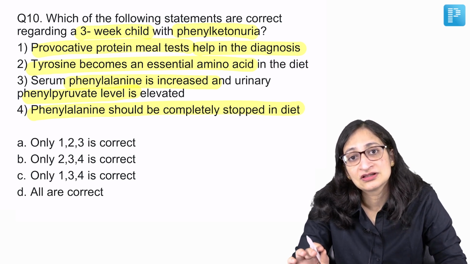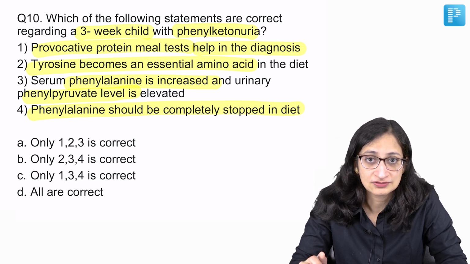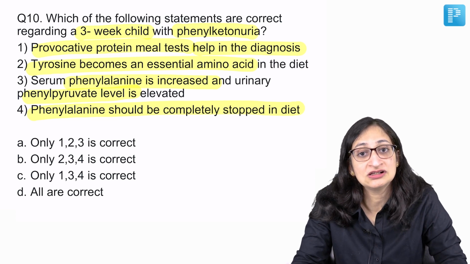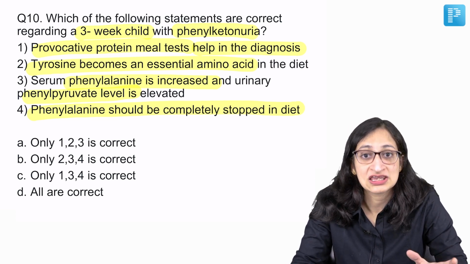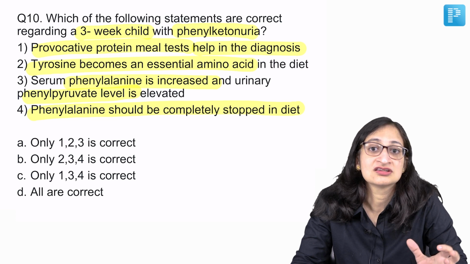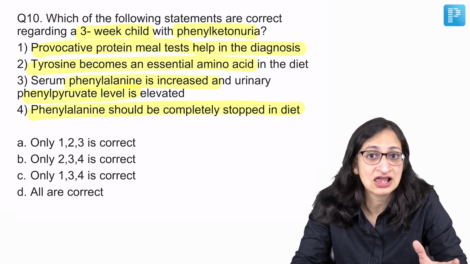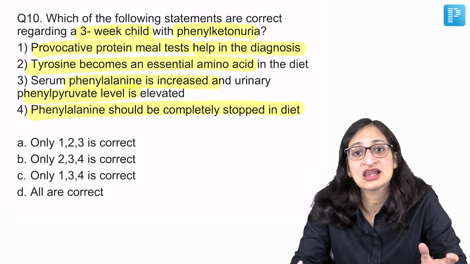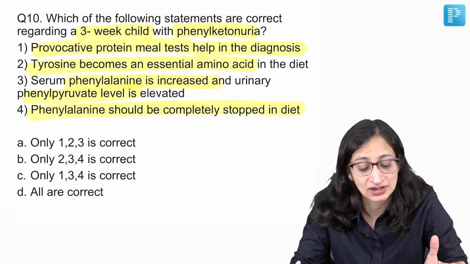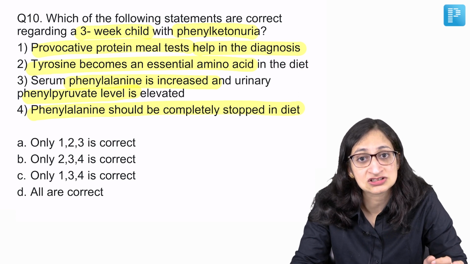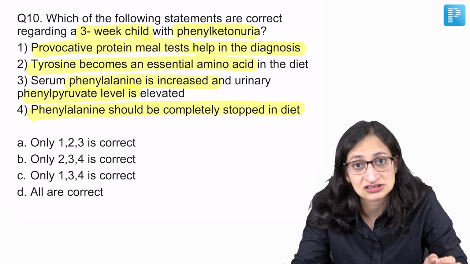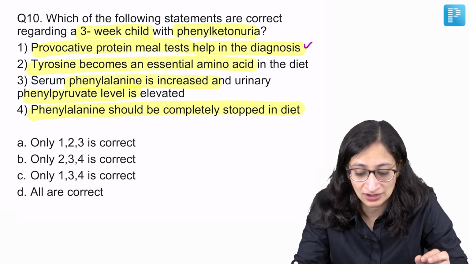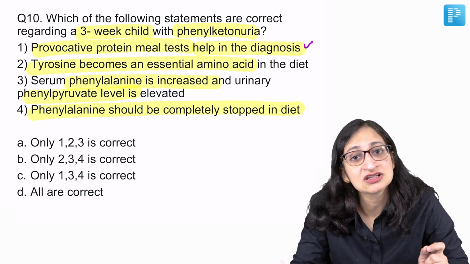So let us take the options one by one by the time you answer. A provocative protein meal test can help in diagnosis. Yes, if the diet contains a considerable amount of phenylalanine which the child is not able to digest. In phenylketonuria, we know phenylalanine hydroxylase is deficient. So a provocative meal test will definitely help in diagnosis and might have to be resorted to in some milder cases. Okay. Tyrosine becomes an essential amino acid.